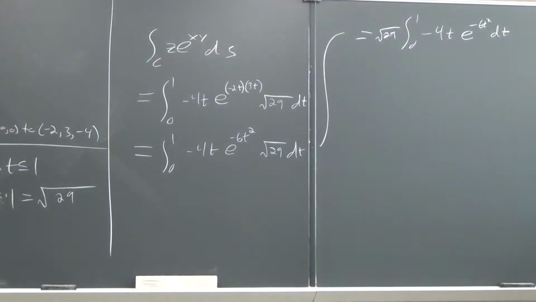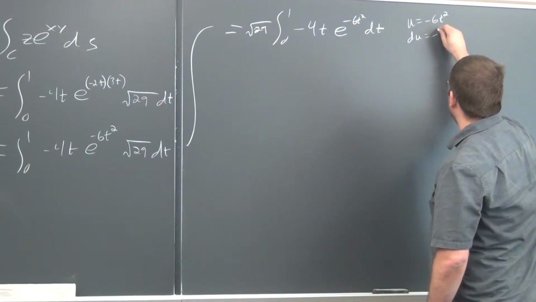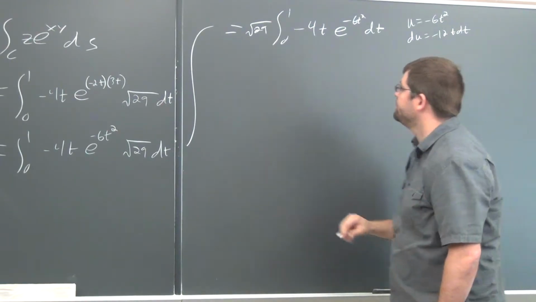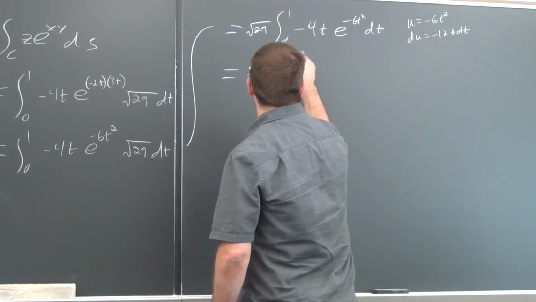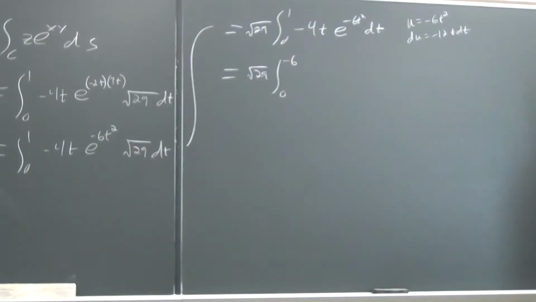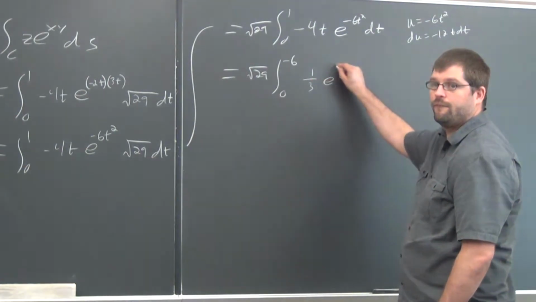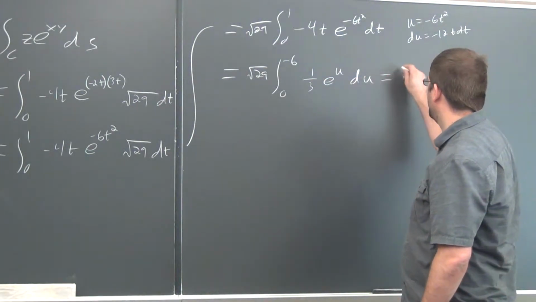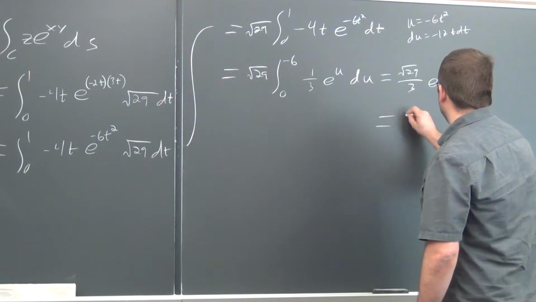Okay, so I pulled the square root of 29 out. I suppose I could have pulled the 4 out as well, but let's just do a substitution. u is -6t squared, du is -12t dt. If we change our bounds, 0 to -6, what does the integral become? We have -4t, we want -12, so we need to put a 1/3 in, e to the u, and so we end up with root 29 over 3 e to the u, and then plug in your bounds.